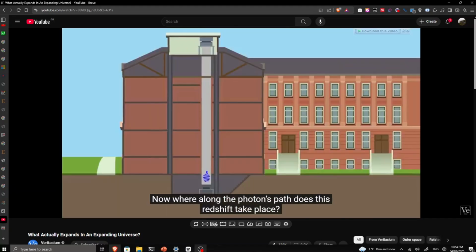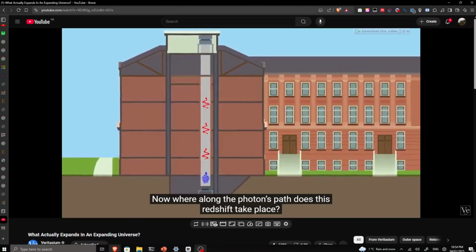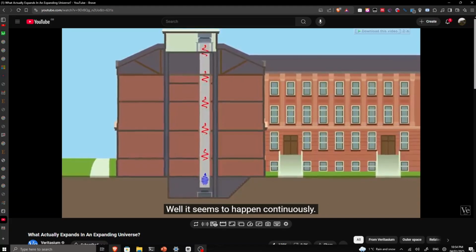Now, where along the photon's path does this redshift take place? Well, it seems to happen continuously.